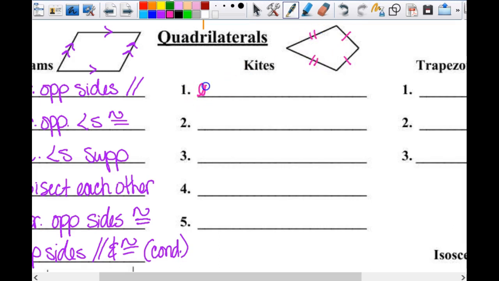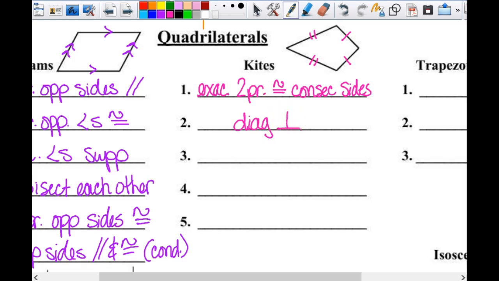We have exactly 2 pair of congruent consecutive sides. Exactly 2 pair of congruent consecutive sides. Diagonals are not congruent. Diagonals are perpendicular. Okay, so let's put that on there. And then we'll get to the other things you're trying to get out of your brains.